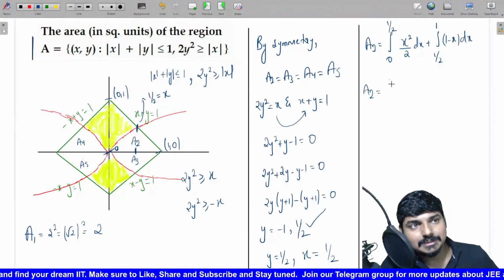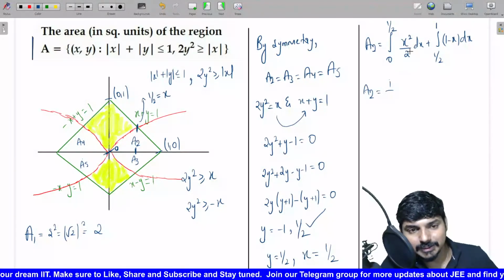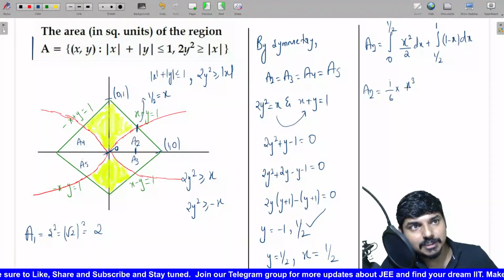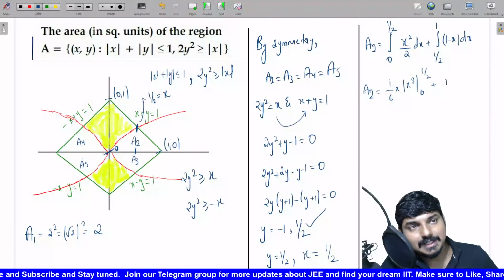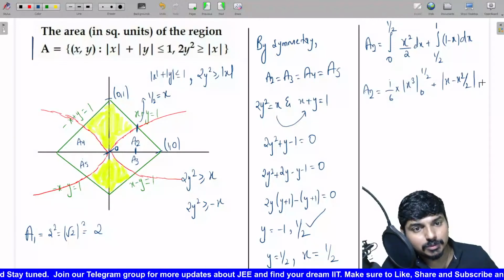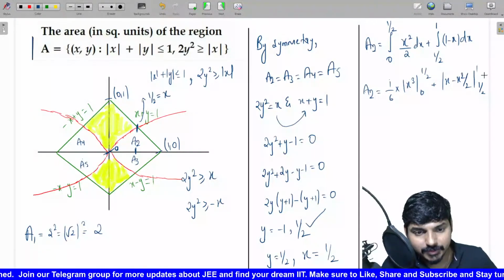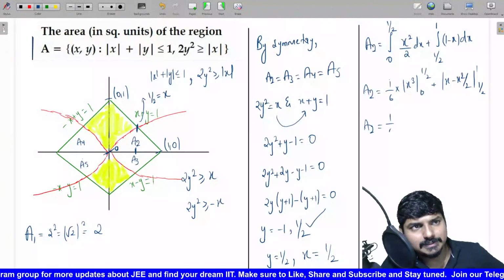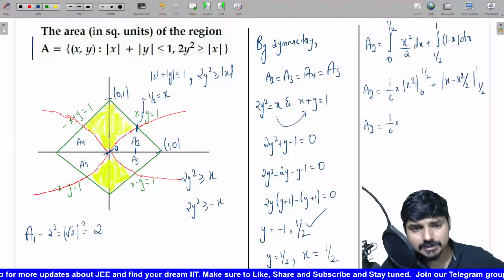So A2, it's 1 by 2, x cube by 3, that is 1 by 6 into x cube in the limit 0 to 1 by 2, and this is x minus x square by 2 in the limit 1 by 2 to 1. This is what I'm going to get, everyone. So let me do it for you here. A2 is going to be 1 by 6 into, guys, what is this going to be?